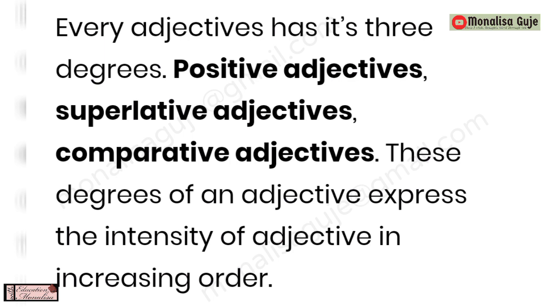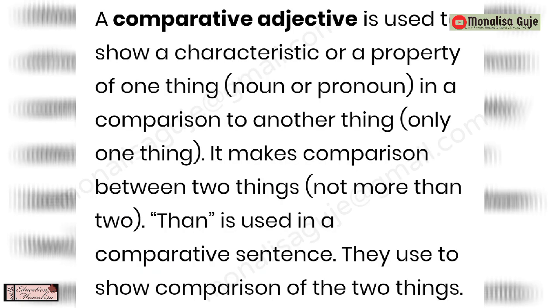After copying this correctly, we have to go to the second definition. As positive degree is the base of the adjective, which is done in simple, just directly write the second definition, that is of comparative adjective. A comparative adjective is used to show a character or a property of a noun or a pronoun in comparison to anything. That is only one thing. It makes comparison between two things, not more than two. Than is used in a comparative sentence. They are used to show comparisons of two things.